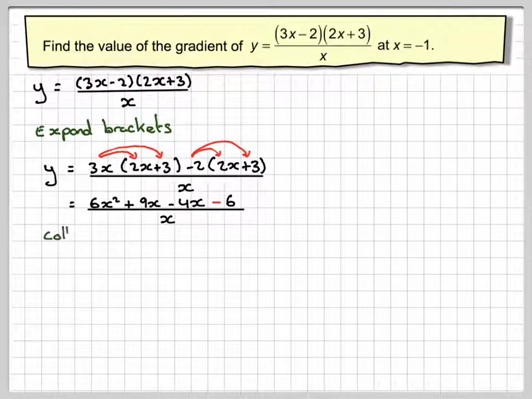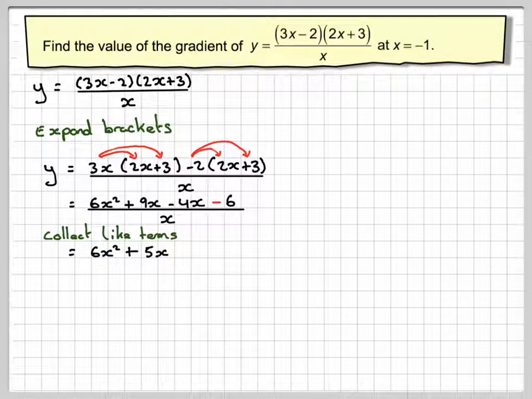So we're going to collect together like terms. So we're going to get 6x squared, we've got 9x minus 4x, which gives me 5x, minus 6, over, now it's all over x, but I'm now going to split it up, the common denominator. So I'm now going to write 6x squared over x, 5x over x, and minus 6 over x. Although they will have the same denominator, I'm going to split them up.